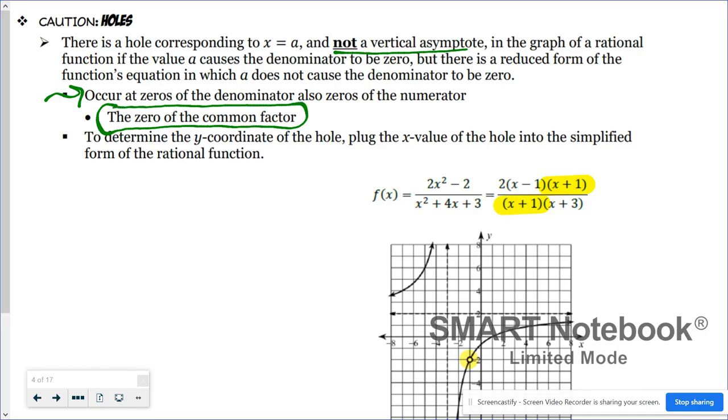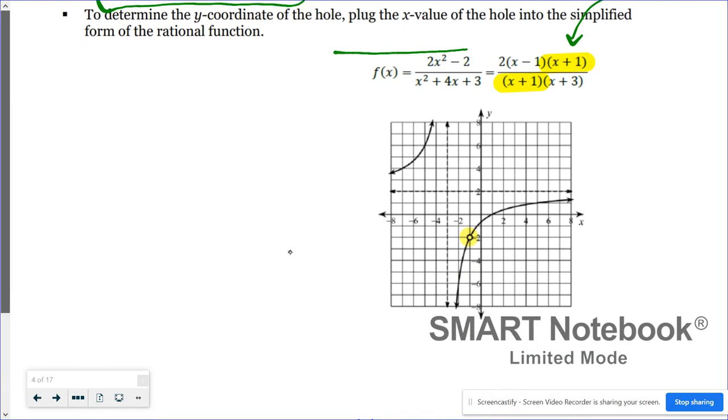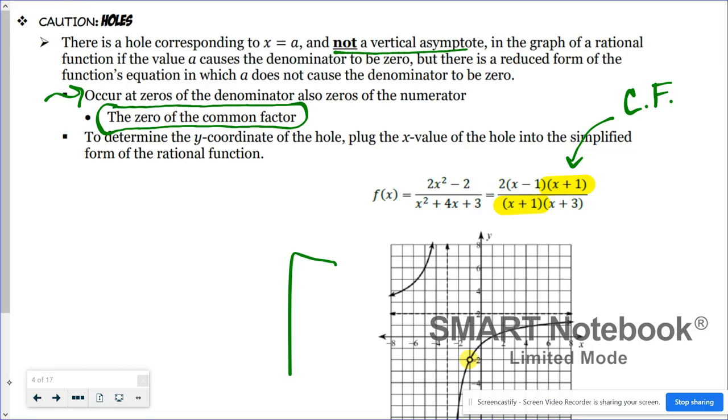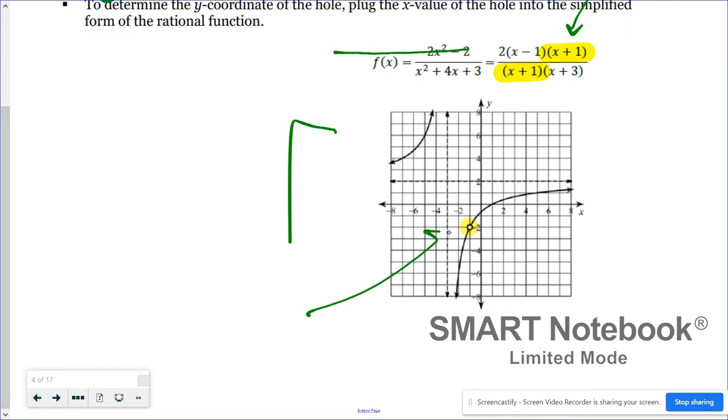So in this example here, once I took my function and wrote it in factored form, I noticed that there's a common factor of x plus 1 on top and on the bottom. And look, if you look at the graph, yikes, sorry about that. Okay, there's a hole in my graph, and the hole is located at an x value of -1.